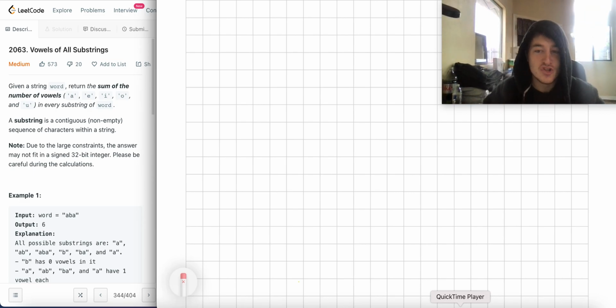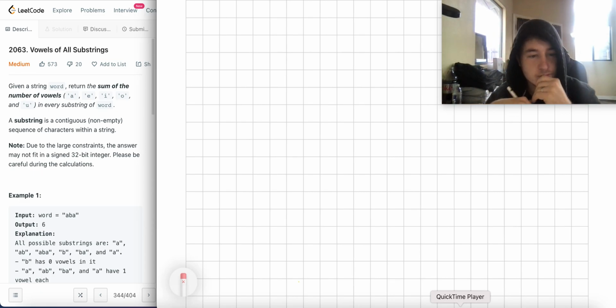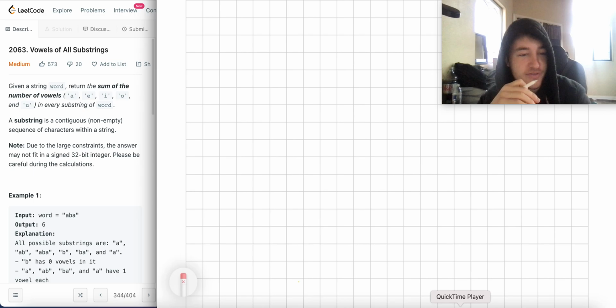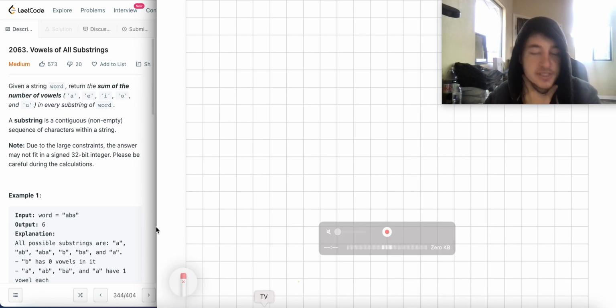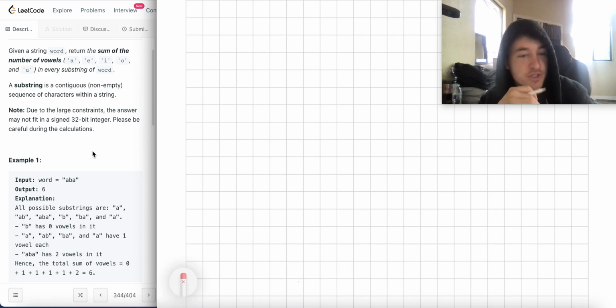Anyways, let's get right into this problem. Okay, so you're given a string word. Return the sum of the number of vowels in every substring of word. All right, we know what a substring is, right? Due to large constraints, the answer may not fit in a signed 32-bit integer. Please be careful during calculations.